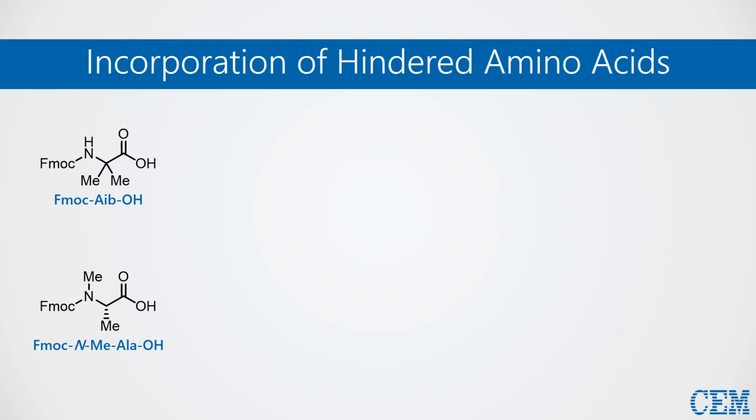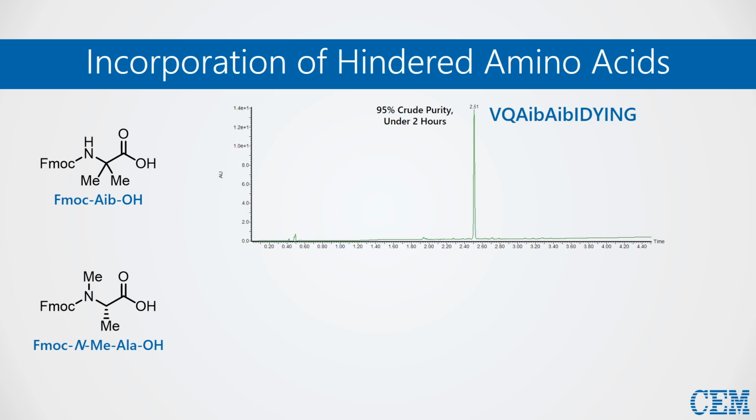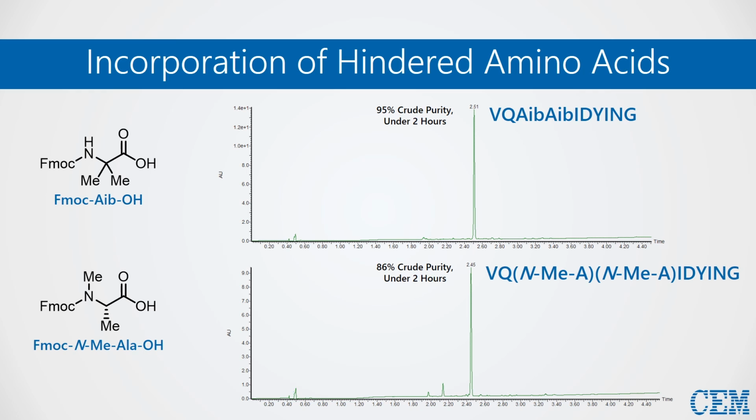With these methods, we were able to synthesize 2 ACP variants with these hindered building blocks in the place of alanine. In the AIB test, the desired peptide was furnished in 95% crude purity and in under 2 hours. Similarly, the desired peptide in the N-methylalanine run was synthesized in 86% crude purity within 2 hours.